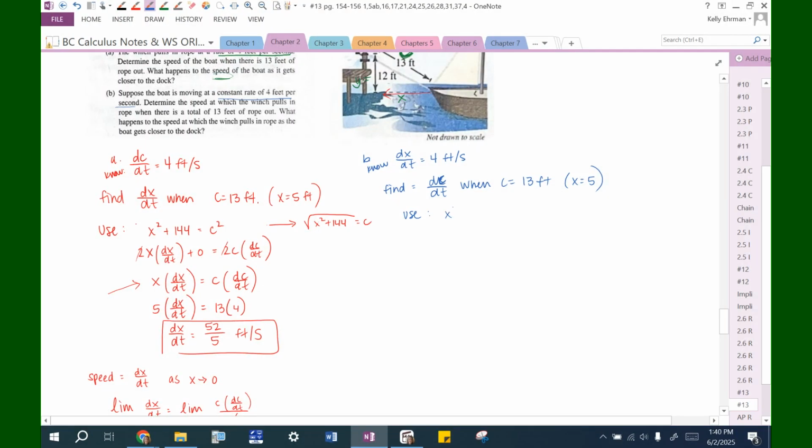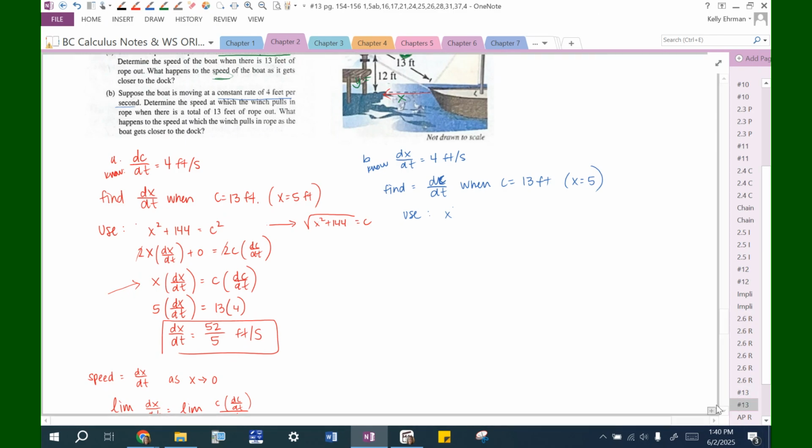So x squared plus, my pen is dying, sorry. So x squared, oh, come on now. Maybe my document is dying. No, it's the pen. Hold on.